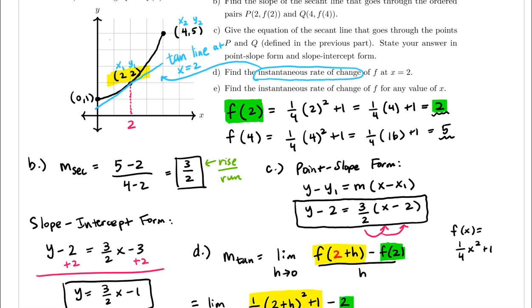But at the very minimum, we should be able to recognize that the slope of our tangent line should be a positive number, which we did find to be 1 here. So 1 seems reasonable, and it's also not too far off from the slope of the secant line that we found, which was 1.5 or 3/2.